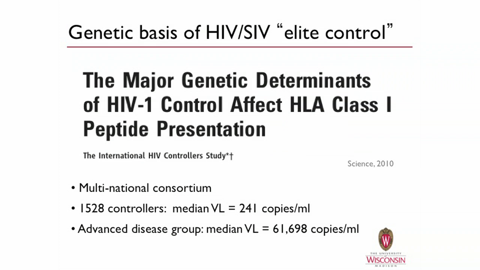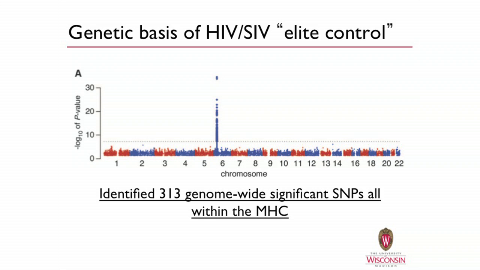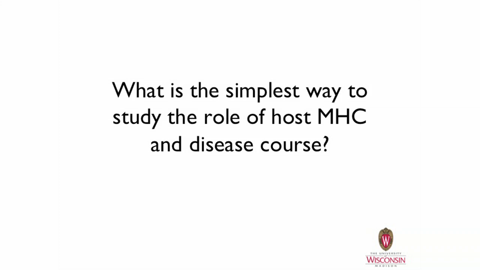As I discussed last week, the genetic basis of HIV and SIV elite control has been studied pretty extensively, and I described the Science paper from 2010 where they identified the role of SNPs in the host MHC and its effect on control of HIV. And I showed you the same Manhattan plot last week where they identified that 313 genome-wide SNPs were all within the MHC, describing the importance of this set of host genetics in control of HIV and SIV. So what's the simplest way to study the role of host MHC genetics in disease course?